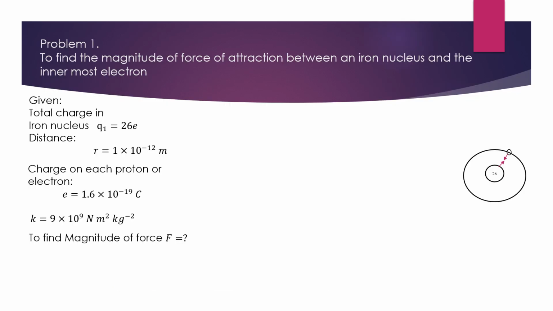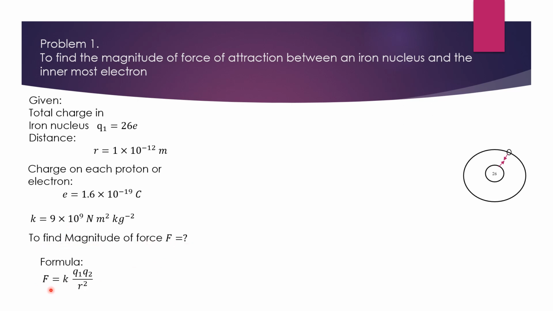Problem 1. To find the magnitude of force of attraction between an iron nucleus and the innermost electron. Iron nucleus is positively charged, innermost electron is negatively charged, so there will be a force of attraction. The data is given: iron nucleus has 26 protons, E represents the proton here. Distance R is equal to 1 into 10 power minus 12 meter, and the charge on a proton or an electron is equal to 1.6 into 10 power minus 19 coulombs, and the value of K that you all know, to find the magnitude of force F.